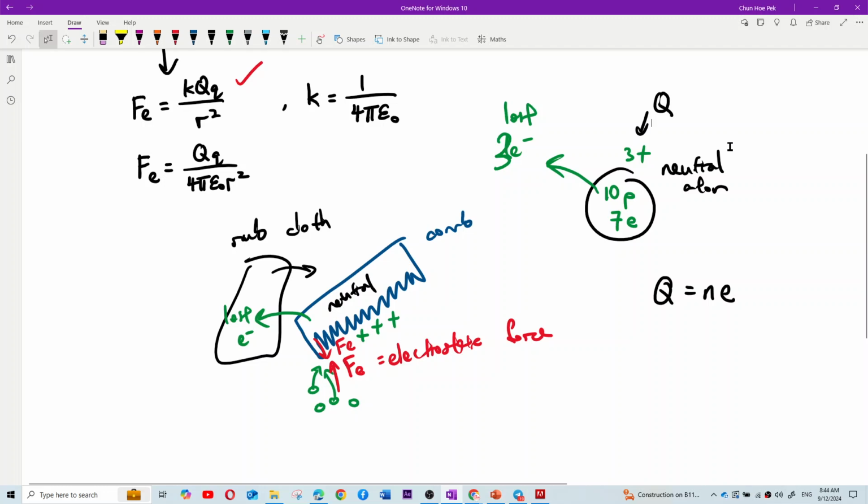The charge built up is no longer neutral. It has become a charge already. The charge is all because of the loss of electrons. So charge is actually the number of electrons multiplied by the charge of one electron.